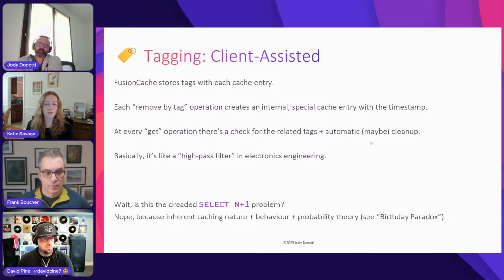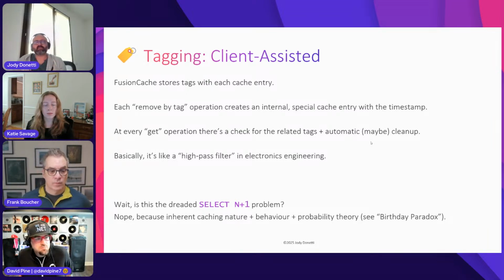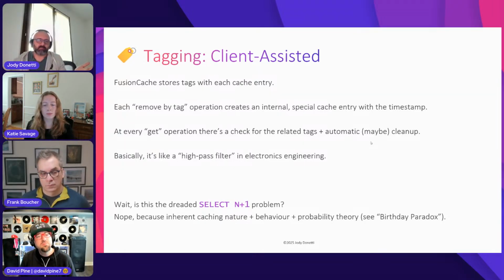Basically, if somebody has a background in electronics engineering, it's like a high-pass filter. It's a way to say, when you ask me for something, I will take it from L1 or L2, and before returning it to you, I will check the tags. If it has some tags, I will go through each tag and check if that tag had an expiration that happened after the moment I cached the value. If so, I will pretend it's not there. And actually, I said maybe not, because FusionCache automatically differentiates between read-write methods like get or set and read-only methods.